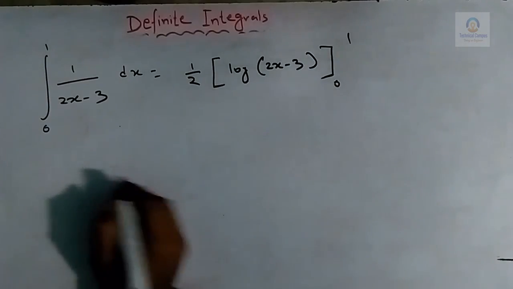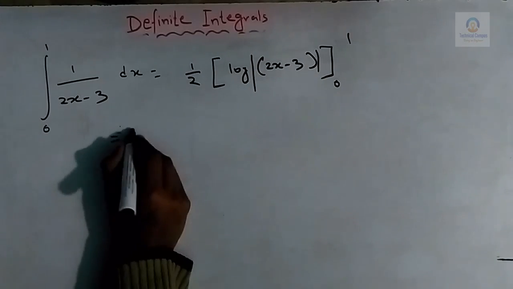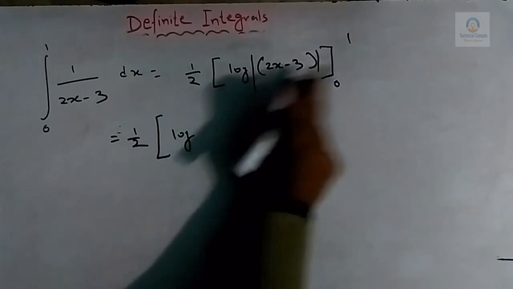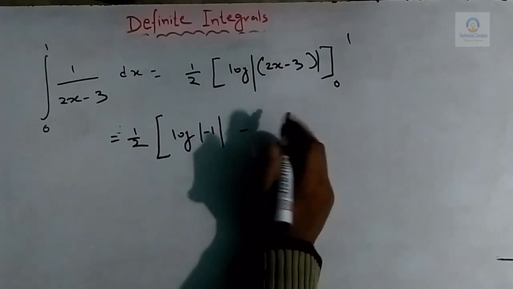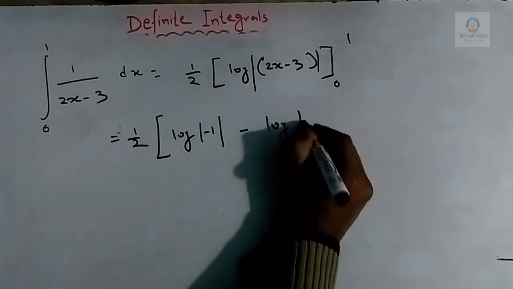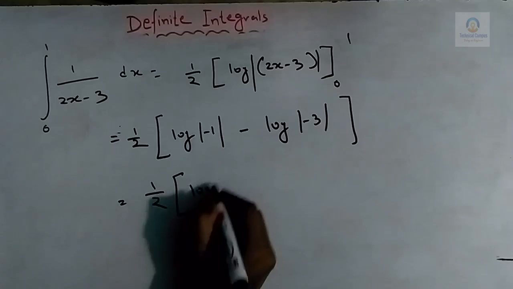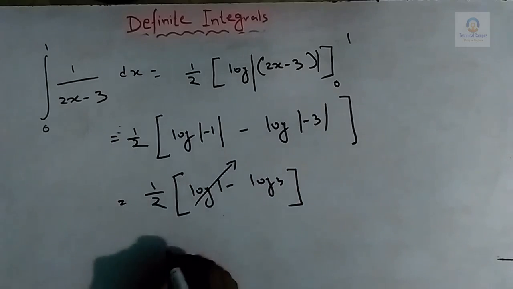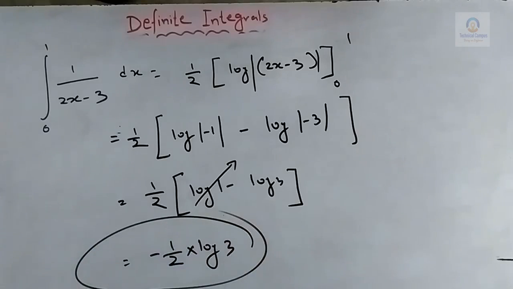Now if we apply the limits, this will be under mod. It will be half into log, and if we put the value of x equal to 1 here it will be minus 1, and if we put x equal to 0, it will be minus log of minus 3. So the result will be half into log 1 minus log 3. Log 1 is 0, so the value will be minus half into log 3. So this is the answer. In this way we perform definite integral operations.